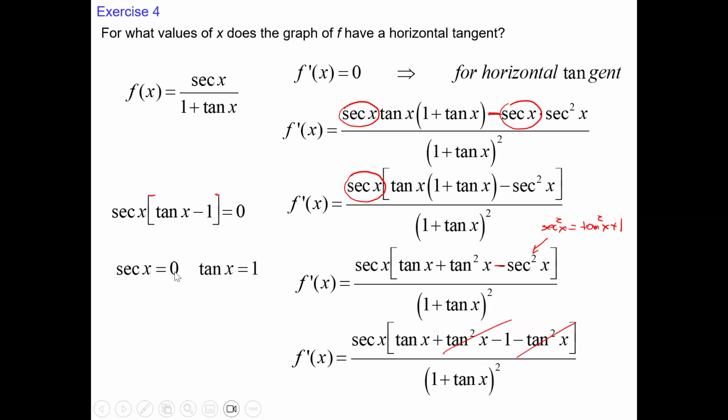Okay, when secant of x is 0, we know that secant of x is never 0. Yes, if we think about the graph, or we can also think 1 over cosine, this will never be 0, no solution. But when tangent of x is 1, of course, that is 45 degrees, pi over 4. And this will repeat every pi: pi over 4 plus 1 pi, pi over 4 plus 2 pi, and so on. That means at pi over 4 and every other, every pi, we will add pi. The graph of this function has a horizontal tangent.